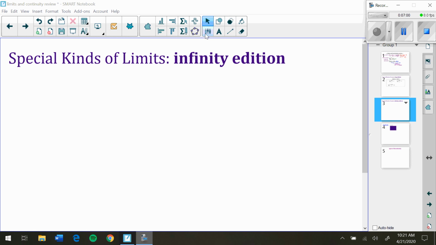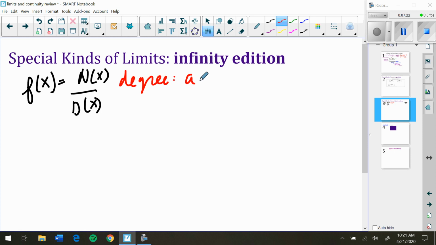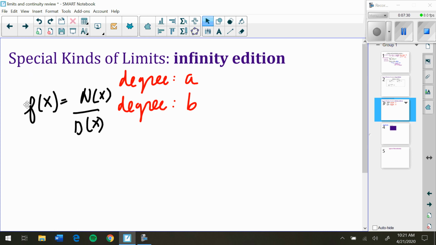Next up, we have limits at infinity. So this is something where we have a function and we have some numerator function and denominator function. I am going to say the degree of our numerator is a, and the degree of our denominator is b. I cannot remember what variables we used last time, so I apologize if I'm changing them on you right now.